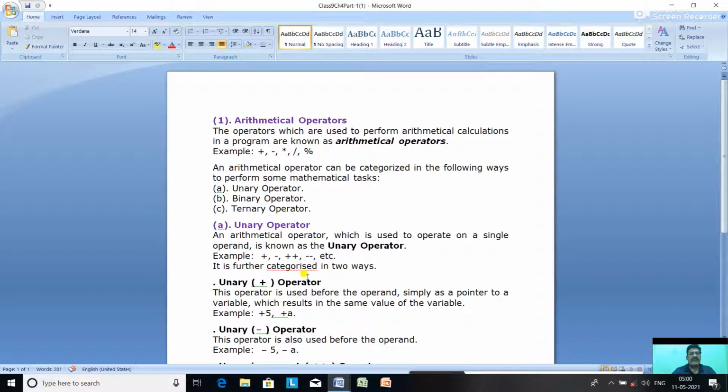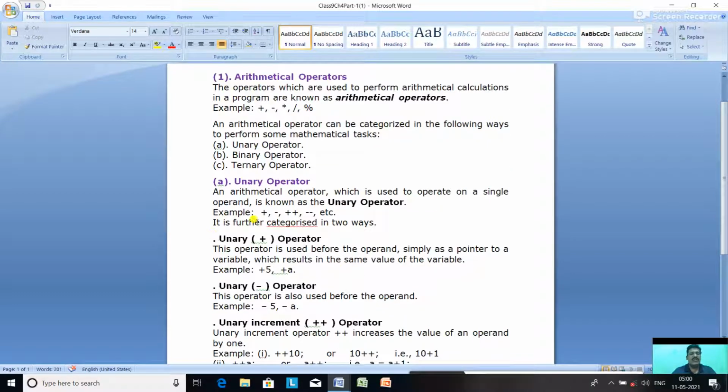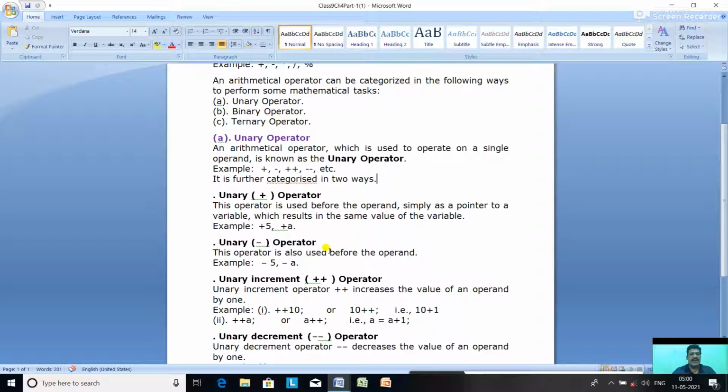Now it is further categorized in two ways: unary plus operator and unary minus operator. What is the unary plus operator? This operator is used before the operand. Remember, unary means one, so there will be only one operand. It is used simply as a pointer to a variable, which results in the same value. Like plus 5, plus a. Plus 5 means 5 only, plus a means a only. That means 5 is a positive number, a is a positive number.